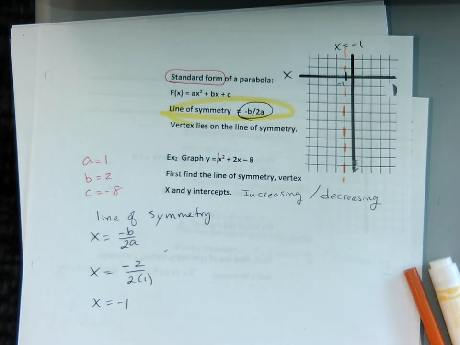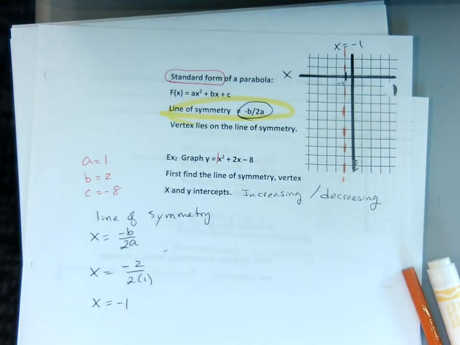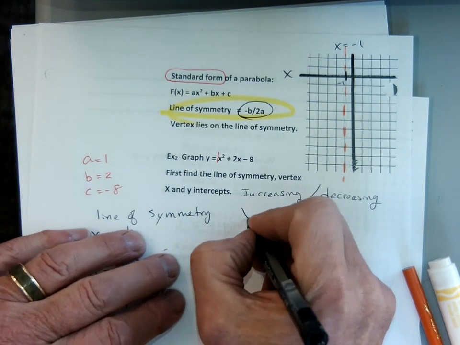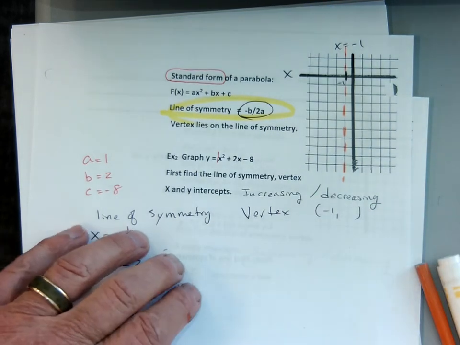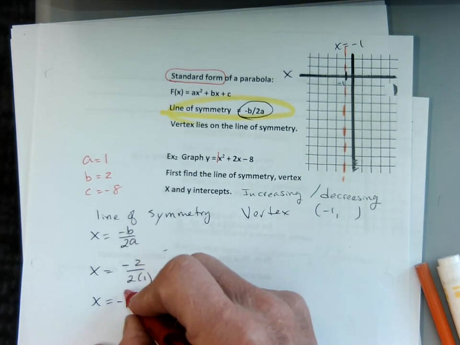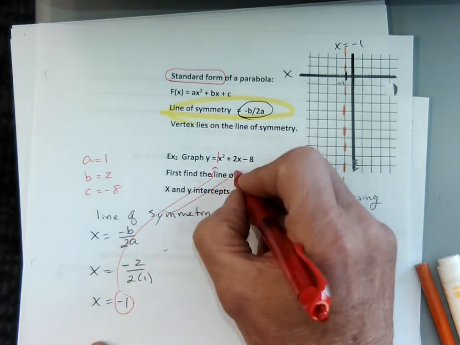Now, the vertex has to be on that line, doesn't it? The vertex is somewhere on this line. It's a point somewhere here. So we're going to plug this into our equation. We'll get y, because this is y, right? So I know my vertex is negative 1 something. So I'll take my negative 1 and plug it in.